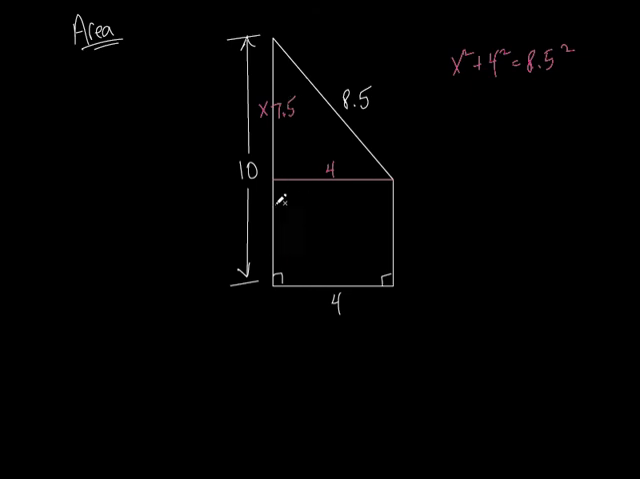Is this 4 then? No. What's this little bit from here to here? It's 2.5. It's 10 minus 7.5, which is actually 2.5. So that's 2.5 right there. Does that make sense?